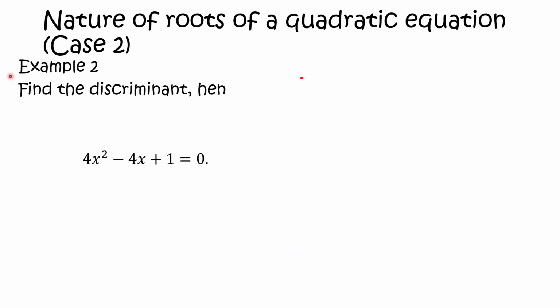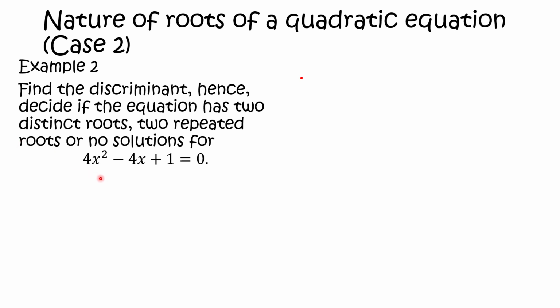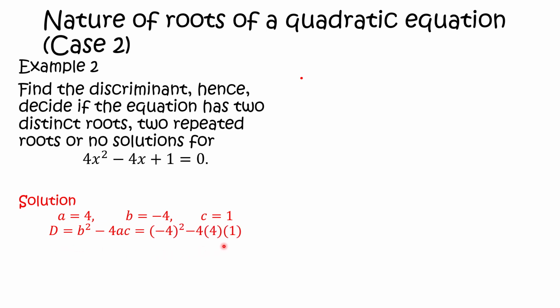Let's look at example 2. Find the discriminant, hence decide if the equation has got two distinct real roots or two repeated roots or no solutions. For 4x squared minus 4x plus 1 is equal to 0. Solution. So we see that a is 4, b is minus 4, c is equal to 1. The discriminant will be minus 4 squared minus 4 times 4 times 1, giving us a 0. This implies that we have one repeated real root.